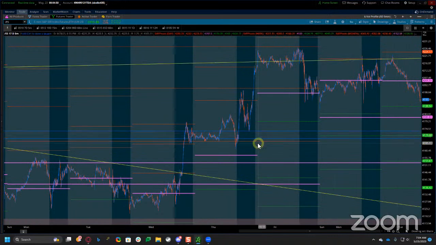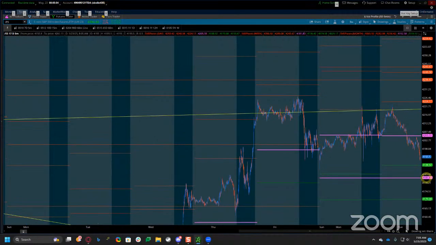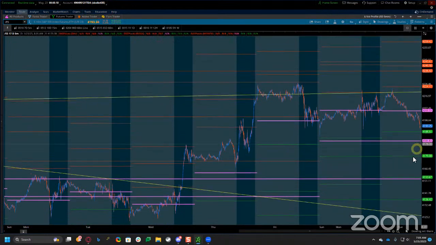What I've got marked right now are pivot points, floor pivots. So it's got your PP, your pivot point, and then like an S1, support one, R1, resistance one. I've got it for the day, the week, and the month, and it's all loaded right on the same screen.